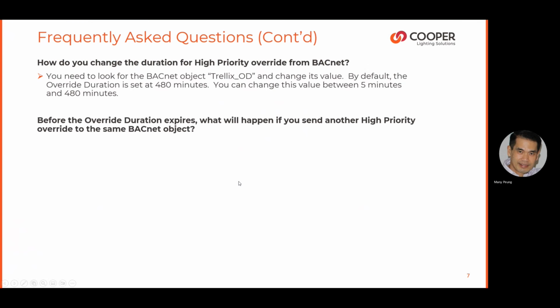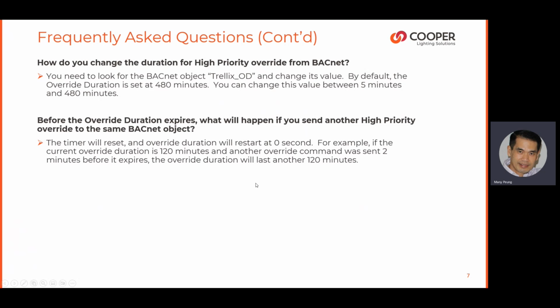Next question. Before the override duration expires, what will happen if you send another high priority override to the same BACnet object? The answer is that the timer will reset and the override duration will restart at 0 seconds. For example, if the current override duration is 120 minutes, and another override command is sent 2 minutes before it expires, the override duration will last another 120 minutes.